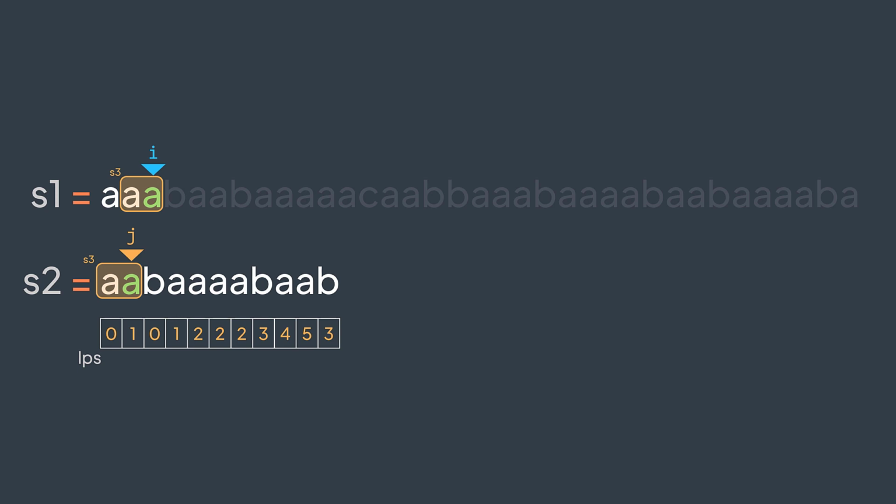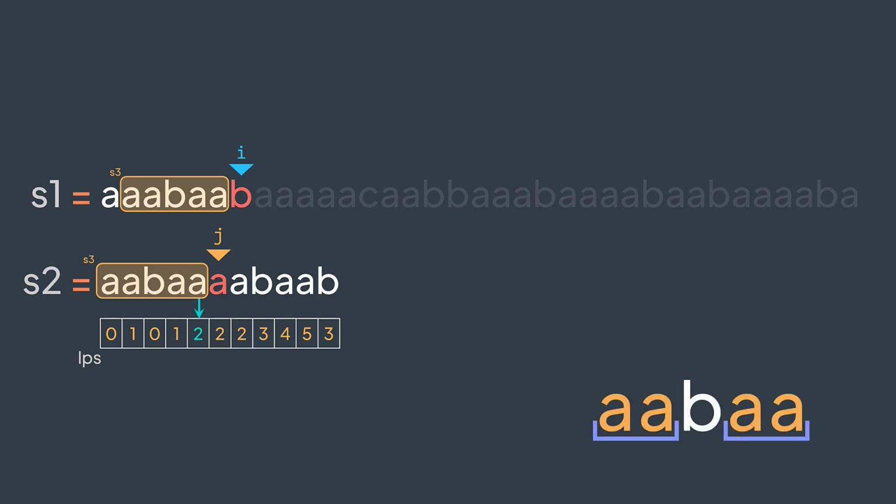Now they match, next iteration, they match, and next iteration, they don't match. J is 5, so the path that matches is AABAA, its LPS is AA, its length is 2, we take j to 2. Note that here we're using quite the same logic as when filling the LPS table.